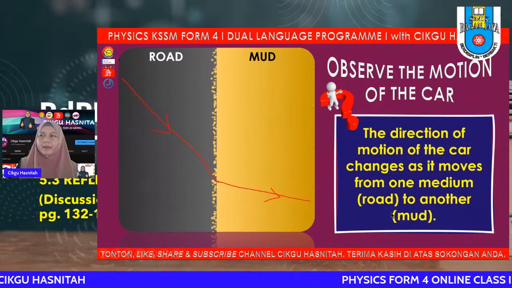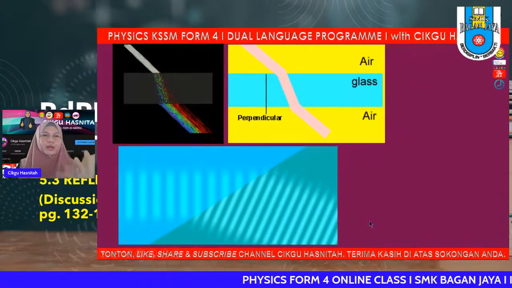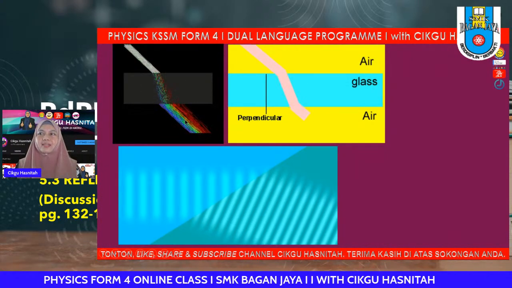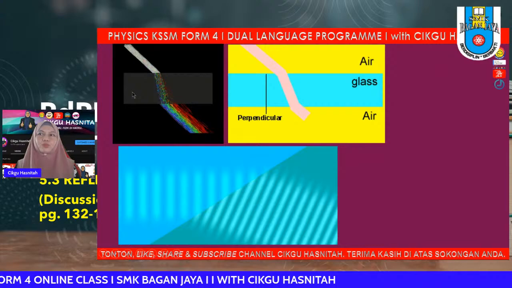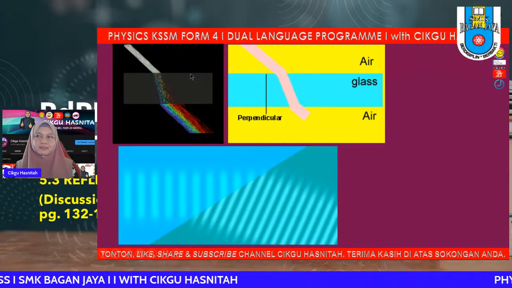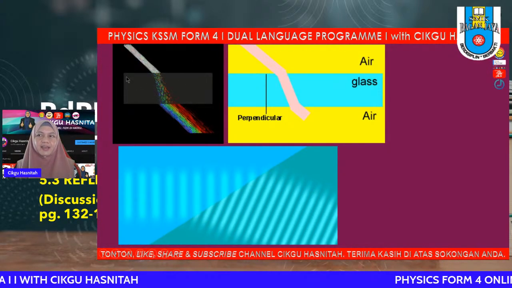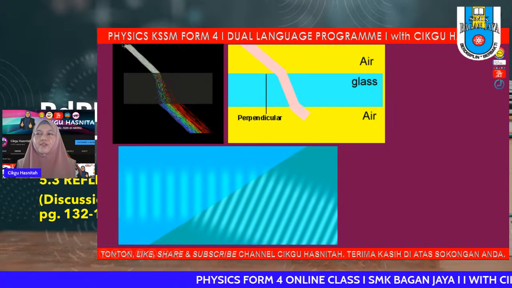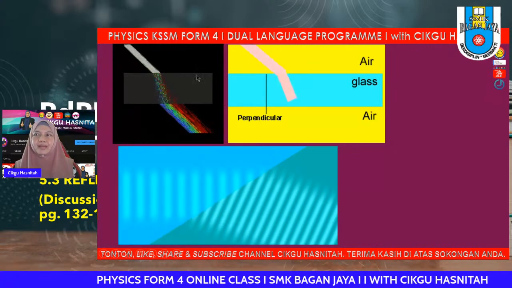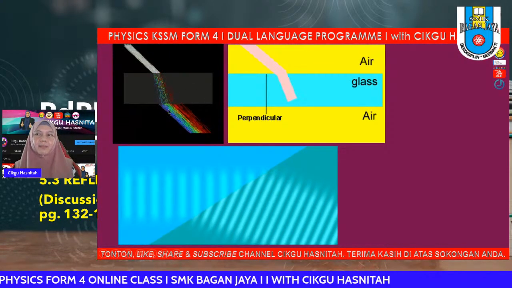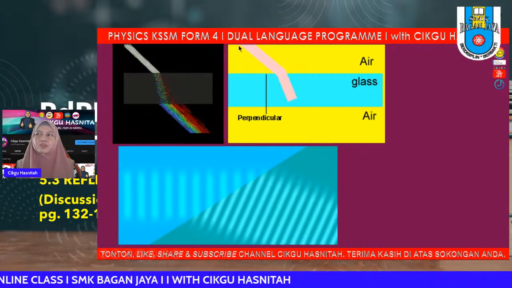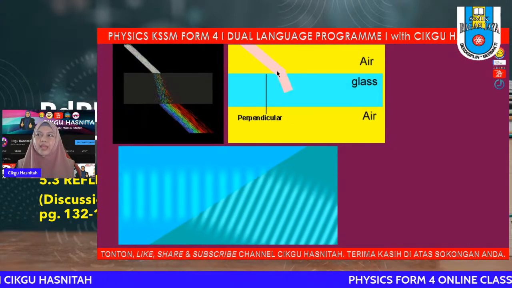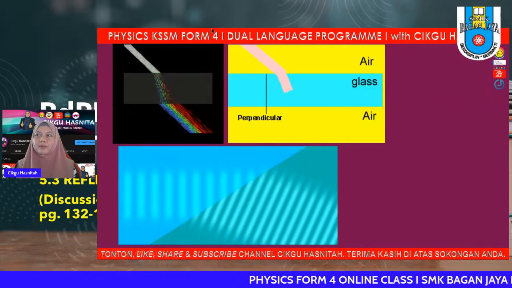Next, what about this? We have three animations there. All these are a few examples of wave. The first one, what kind of wave is this? Yes, this is light wave. This is also light wave. This is light wave from air traveling into a medium here. Let's say this is perspex, and then it comes out into the air again. This one is also a light wave traveling through air, entering a glass and then going back to air.